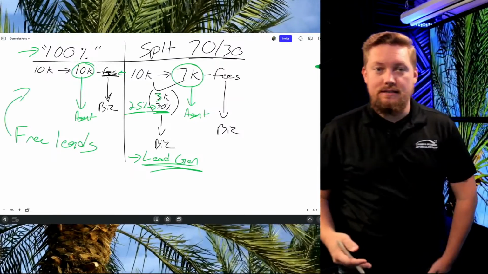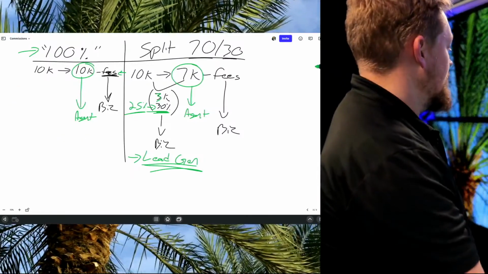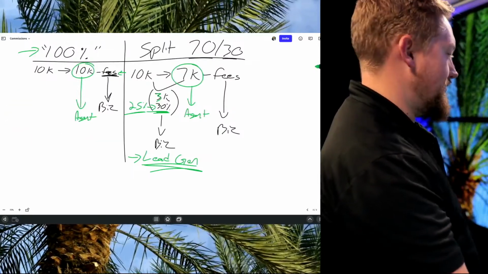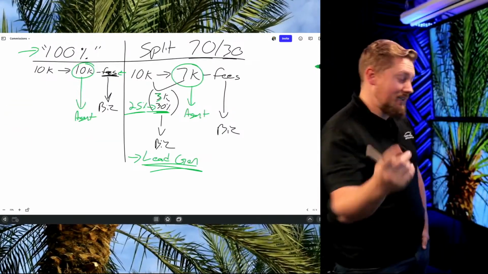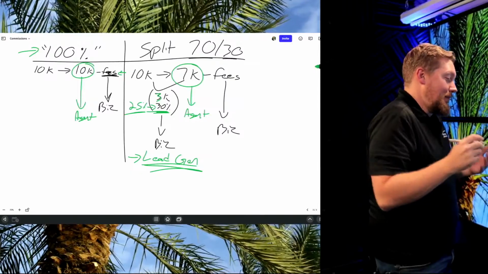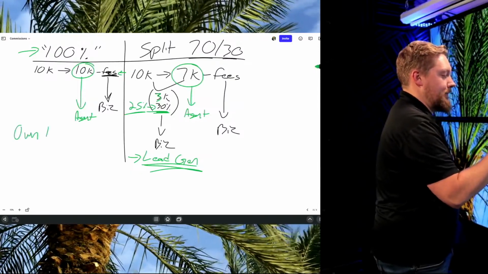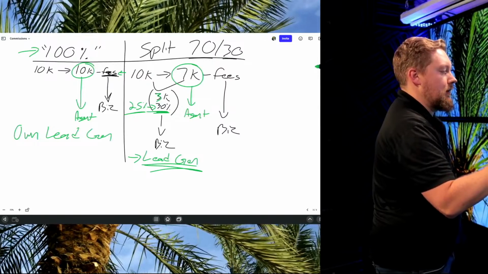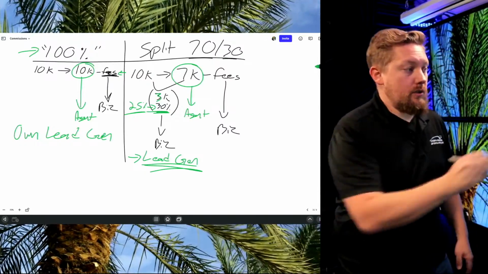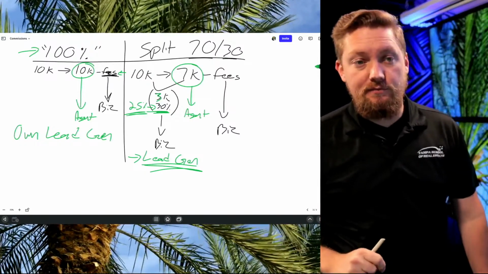And so if you're good at getting free leads, that might be where this is, and let's not call it free leads because that sounds like a great deal. Like 100% commission with free leads, that'd be a fantastic deal. But no, your own lead generation. Because you can absolutely produce leads for less than 25%.